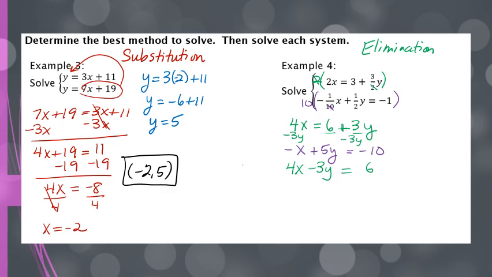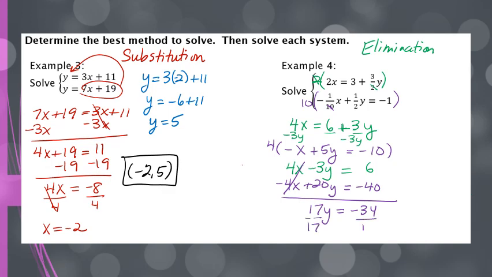So now I can figure out what I want to do to get these things to cancel out. And I think the easiest thing to do would be to multiply the purple equation by 4. The x's are already opposite signs. And so if I multiply by 4, I'll have negative 4x plus 20y, and then it'll equal negative 40. These x's are going to cancel. This would give me 17y, and then negative 34. And then finally, I can divide by 17, and my y coordinate is negative 2.